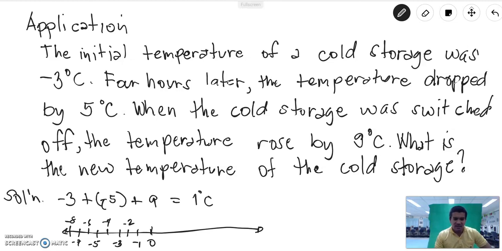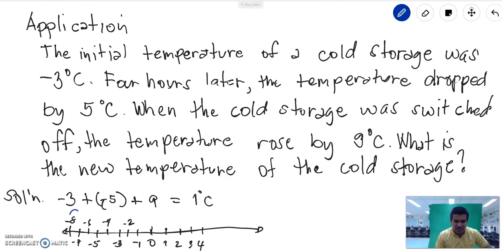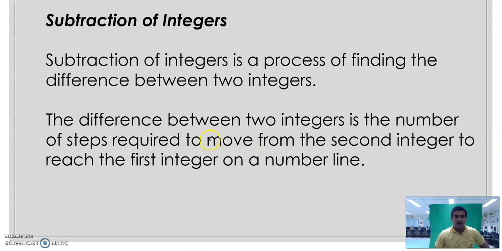But after that, it will rise up by 9. So therefore, we will have, okay, so it rose up now by 9. So we count that one as 1, 2, 3, 4, 5, 6, 7, 8, and 9. So therefore, the final temperature now is 1 degree Celsius.